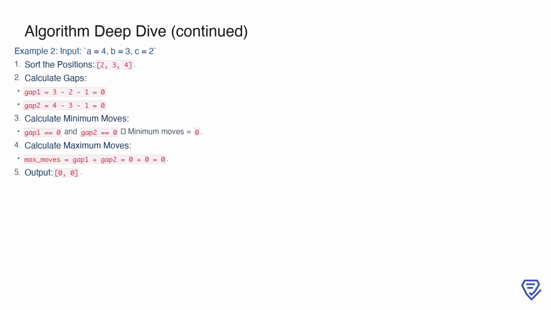Let's consider another example where the input positions are A equals 4, B equals 3, and C equals 2. After sorting, the positions become 2, 3, 4. Calculating the gaps gives gap 1 equals 0 and gap 2 equals 0, meaning there are no empty spaces between the stones. For the minimum moves, since both gaps are 0, the stones are already consecutive, so no moves are required. The maximum moves are also 0 because there are no gaps to close. As a result, the algorithm outputs 0, 0. This example demonstrates how the algorithm seamlessly handles edge cases where the stones are already aligned, ensuring that it works efficiently for all possible inputs.